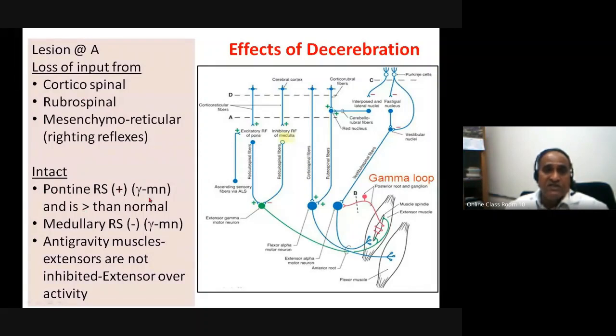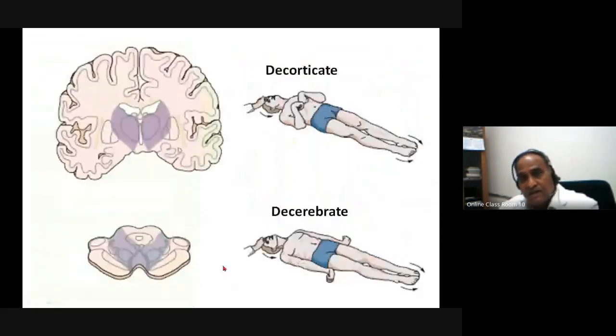The pontine reticular system excitatory is intact. The medullary reticular system is also intact. Anti-gravity muscles are not inhibited, extensor overactivity. Now, this is a decerebrate. You can just see that the decerebration is here. So in this case, the decerebration is mid-collicular. So this part is lost. All the inputs coming from the entire cerebral cortex, thalamus, and red nucleus to the brain stem are lost. And then this is decerebration.